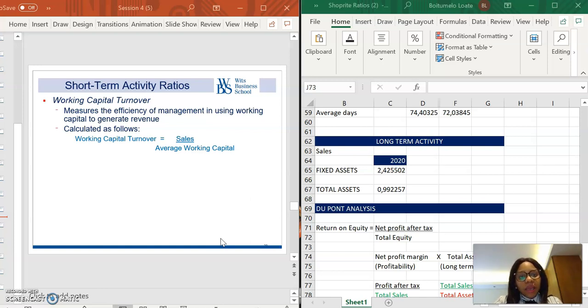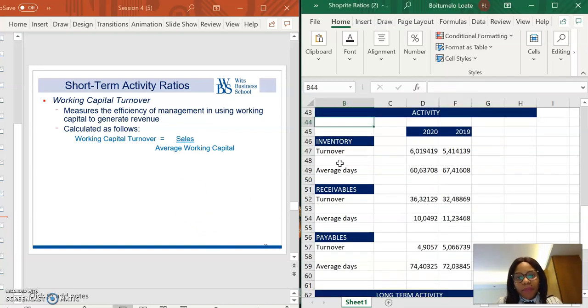The first ratio is one of the short-term activity ratios, which is working capital turnover. In the short-term activity ratios, we had already calculated, if you remember on the right, inventory, receivables, and payables turnover. What we didn't do in that section is calculate what is called your working capital.